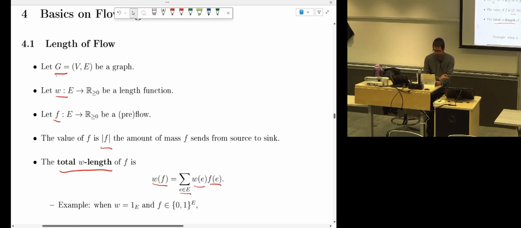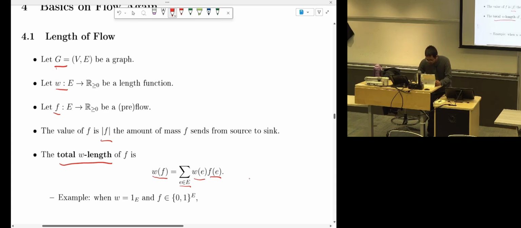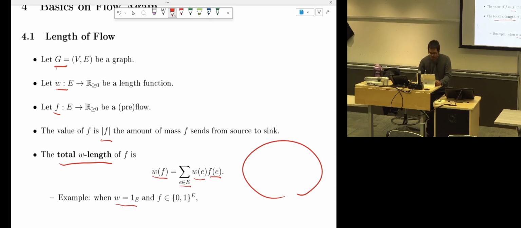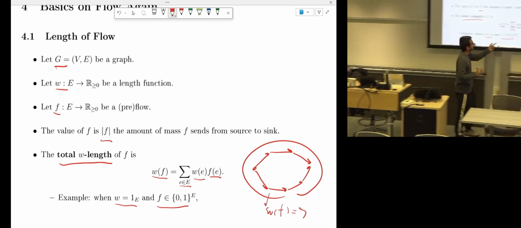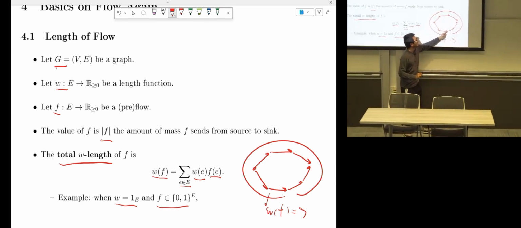So for example, if I have this graph and let's say the weights are all 1 and the flow is 0 or 1. Let's say this is my flow. This is a kind of 0-1 flow. Then the total weight here is just 7, because you just count the number of edges here, really.